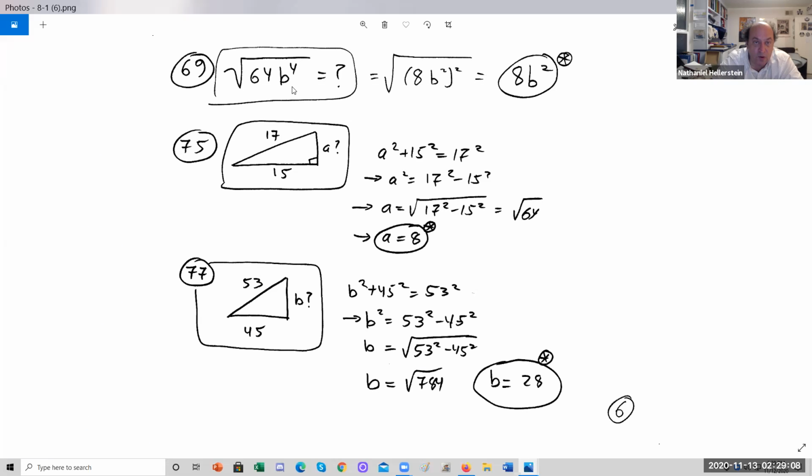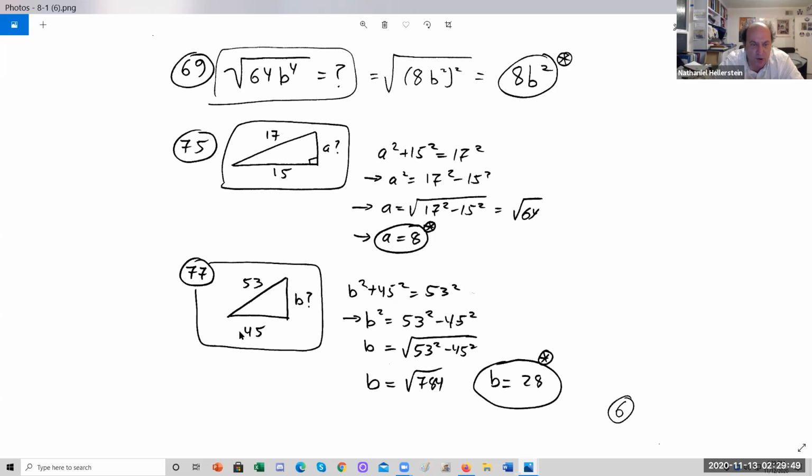You have square root of 64 b to the 4th. What's that? Well, 64 is 8 squared. B to the 4th is b squared squared. Square root of that leaves 8b squared. Here we have a triangle with sides 15, a, the unknown, and 17 diagonal. What's a? Well, a squared plus 15 squared is 17 squared. Transpose 15 squared. A squared is 17 squared minus 15 squared. And so a is the square root of 17 squared minus 15 squared. And if you work this out, that's square root of 64, and that's 8. This is an 8, 15, 17 triangle.